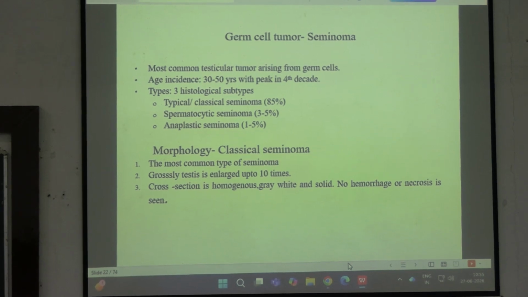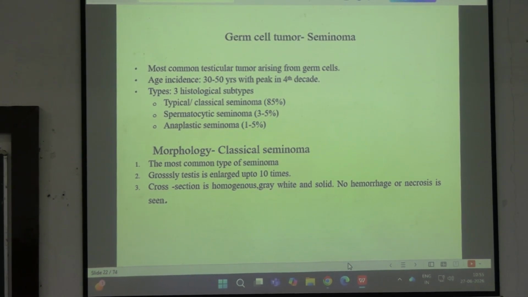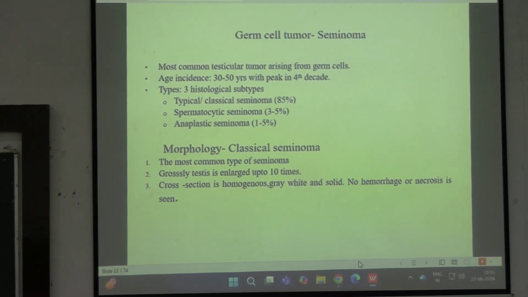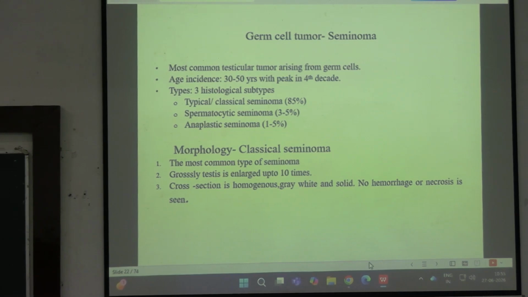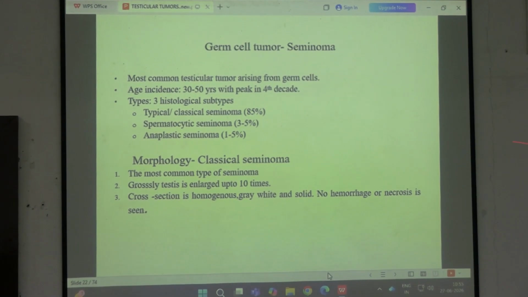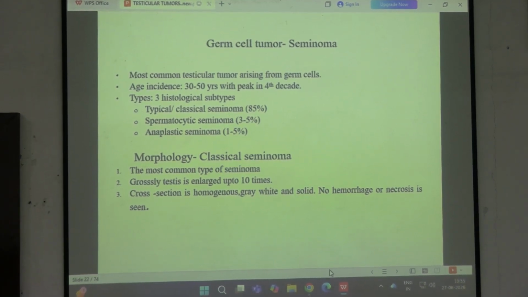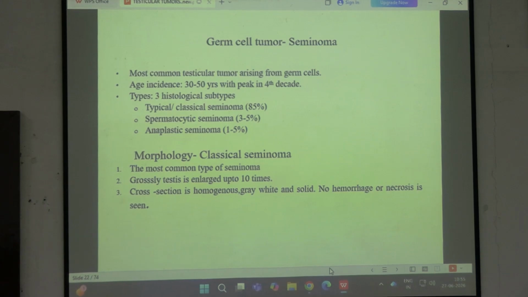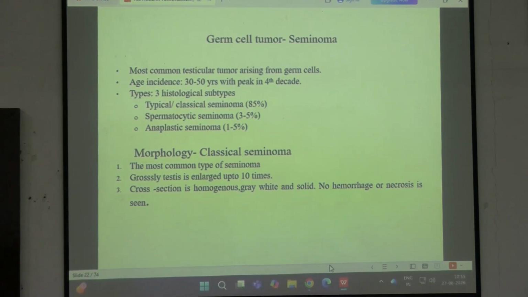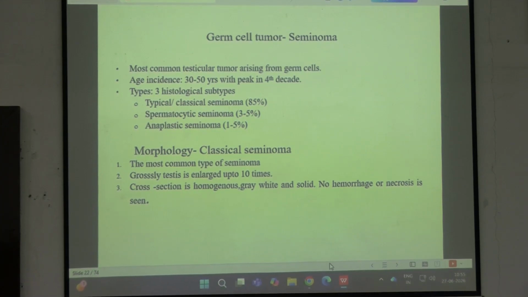Okay, so let's start with seminoma. Now we'll go fast. Most common testicular tumor, 30 to 50 years of age, peaks in the 4th decade. What are the types? Just remember the classical seminoma and the spermatocytic seminoma. I already told you that the spermatocytic seminoma has better prognosis.